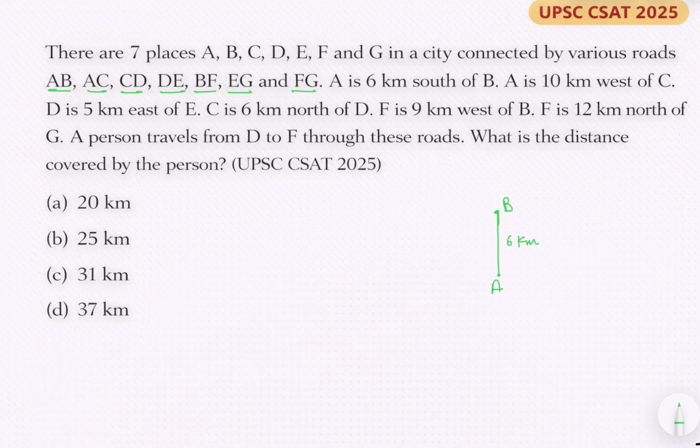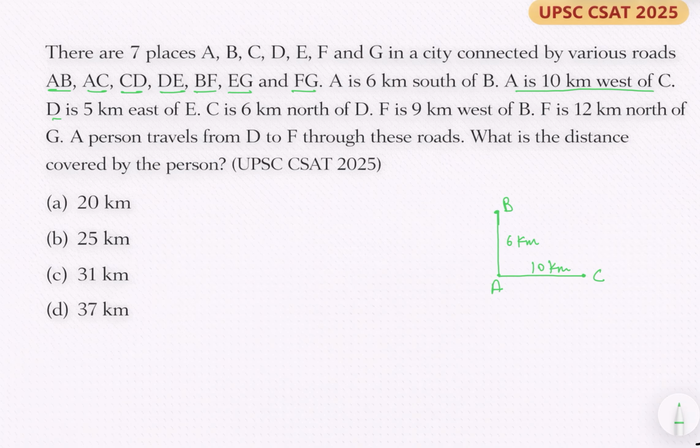Next we are given, A is 10 km west of C. A is on the west side of C. So C is on the east side of A. Here we have point C. And the distance between them is 10 km.